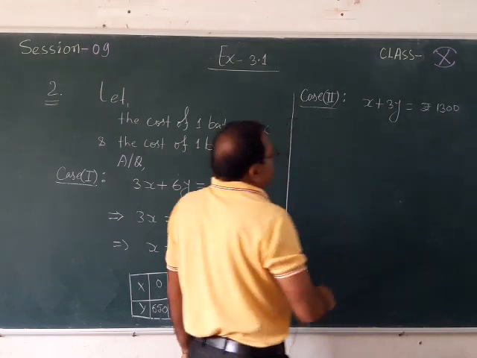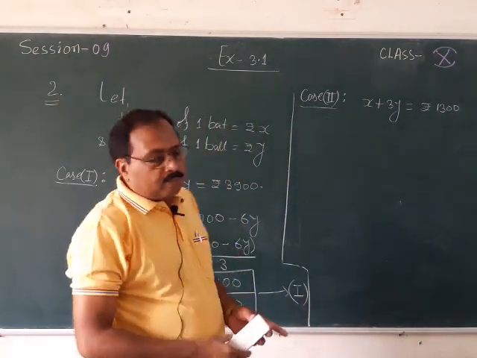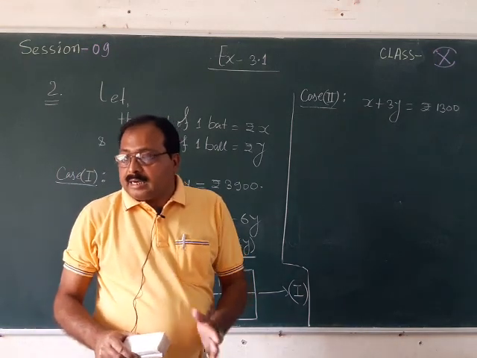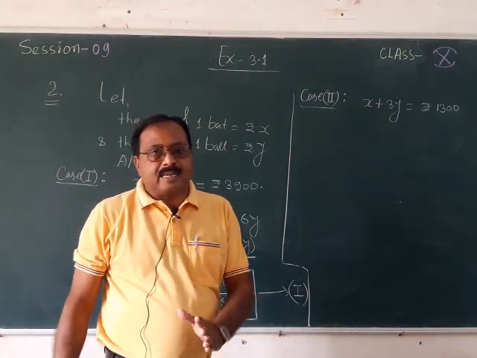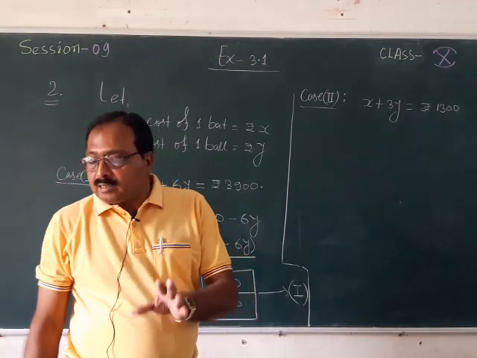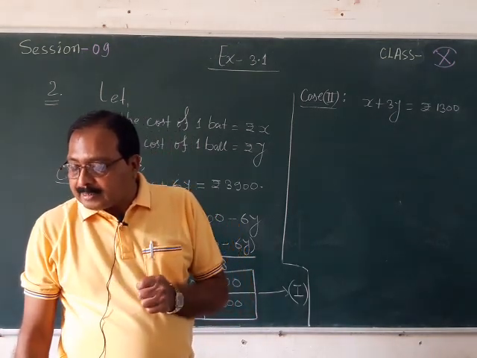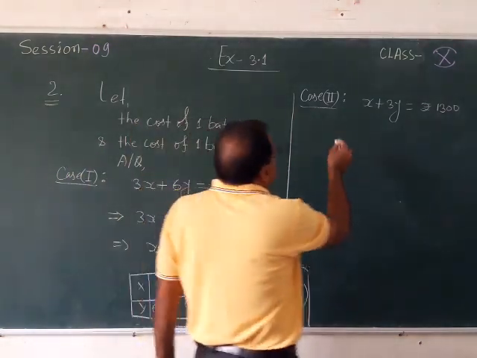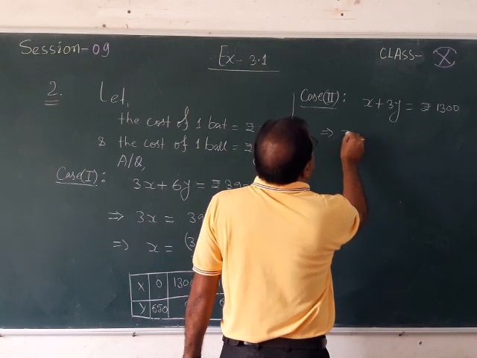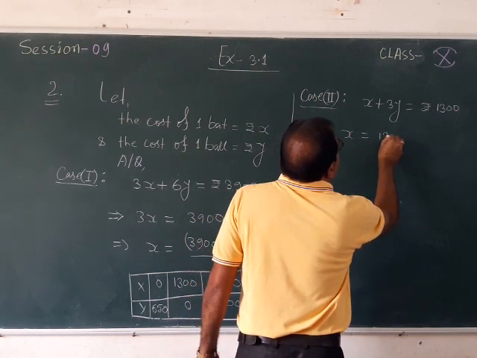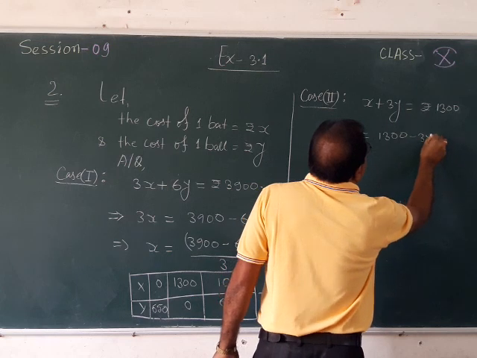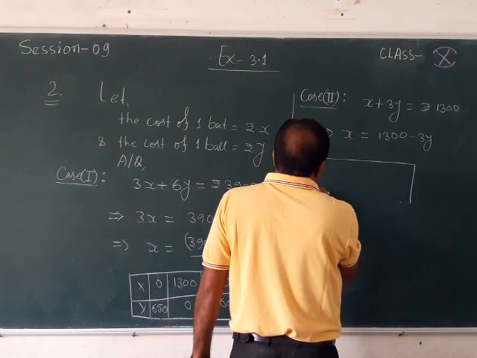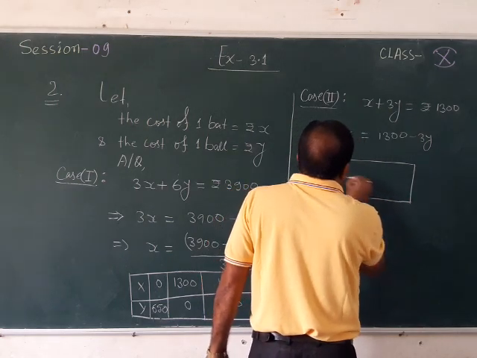So this is the second condition, and this is coming from the second line of the question, that C buys another bat and 3 more balls. That means it is clear that C is buying only 1 bat and 3 more balls, then C has to pay rupees 1300. Now you settle this equation, it can be written as x equal to 1300 minus 3y. Then I can make the solution set, make a table, and here you insert the values of x and y.